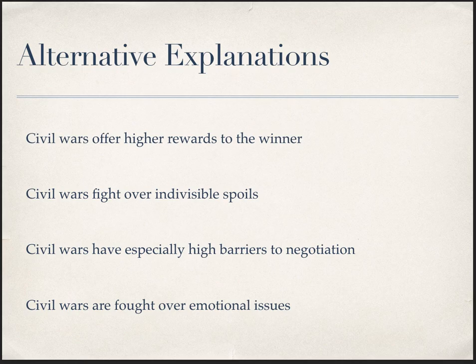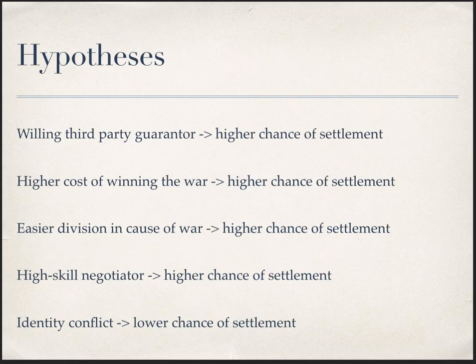All right, so we have five theories, so we should expect that we have five hypotheses, right? We should expect that the presence of a willing third-party guarantor interested in using violence to underwrite a peace settlement has a higher chance of peace. According to our second theory, which predicts that civil wars are less likely to settle because the reward is higher, we might see a higher chance of settlement where the cost of fighting the war is higher, right? If the reward is higher, then we know that the war should end if the cost of the war goes up.